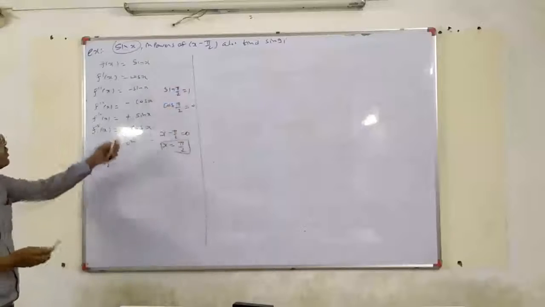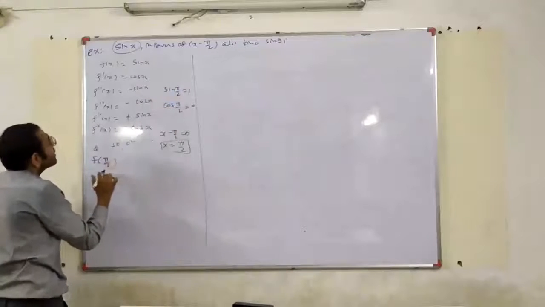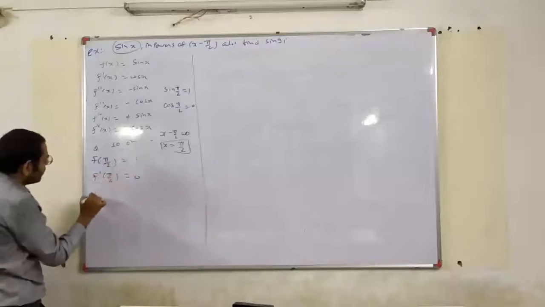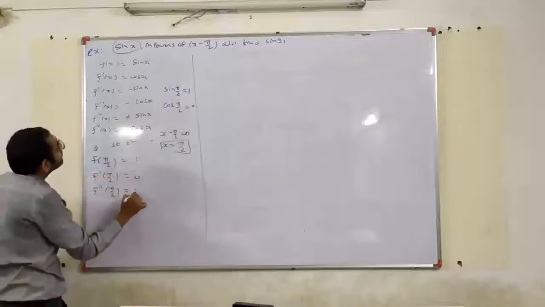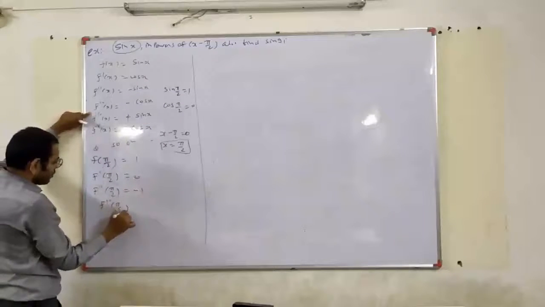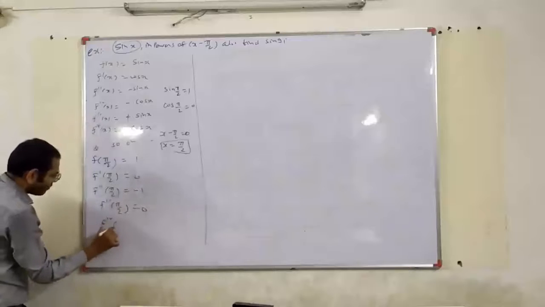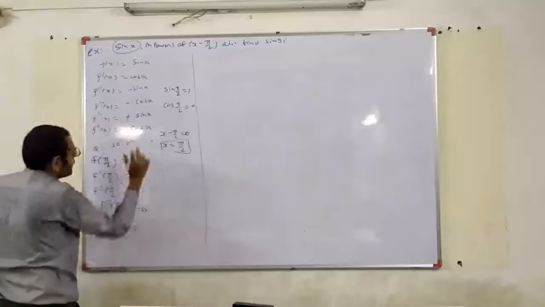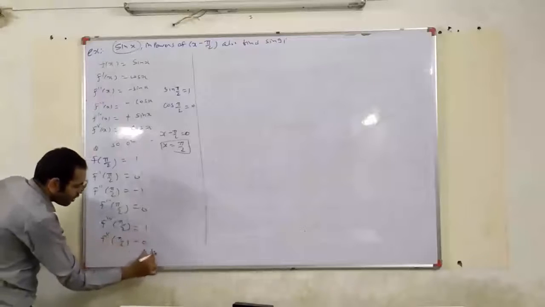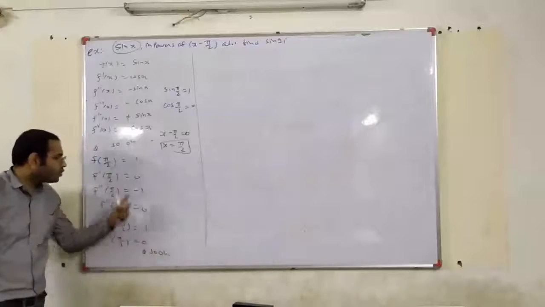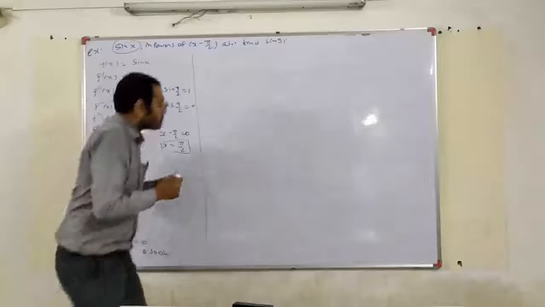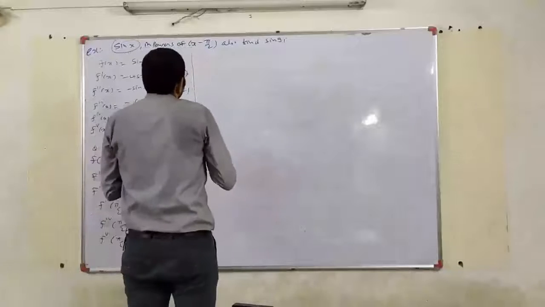Then substitute these values in this equation. Then we get f of pi by 2 is 1, f dash of pi by 2 is 0, f double dash of pi by 2 is minus 1, f triple dash of pi by 2 is 0, 4 times differentiation of pi by 2 is 1, and 5 times differentiation of pi by 2 is 0, and so on. These terms will continue 1, 0, minus 1, 0, 1, 0, minus 1, 0, 1, 0, minus 1, 0 and so on. Substituting all these values in the Taylor series.